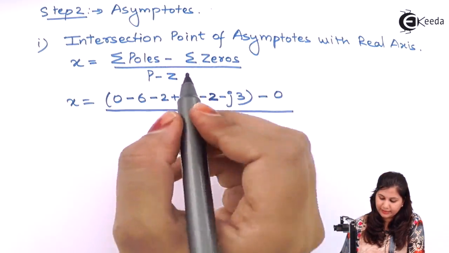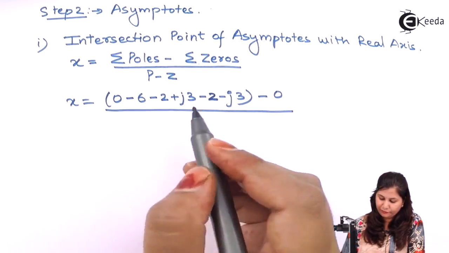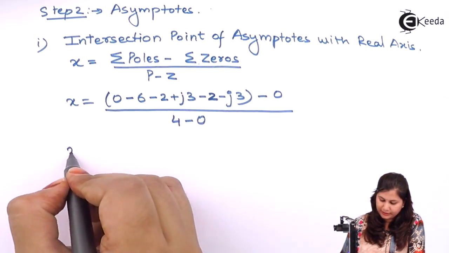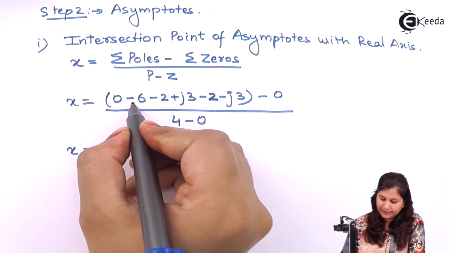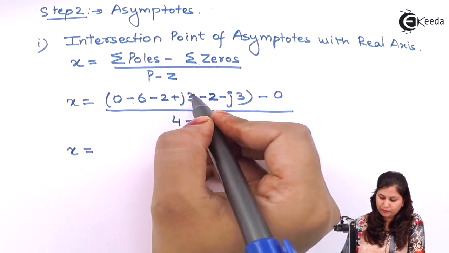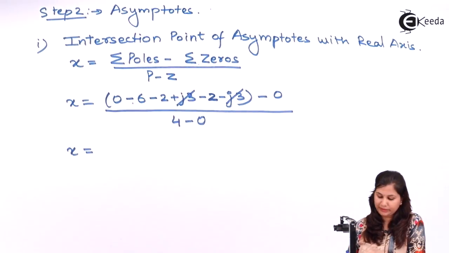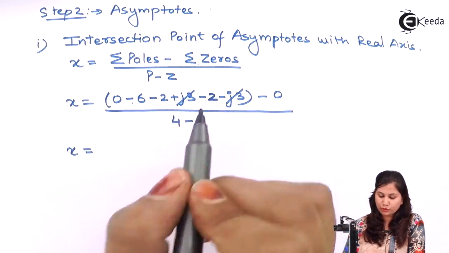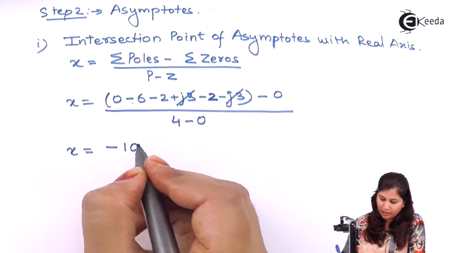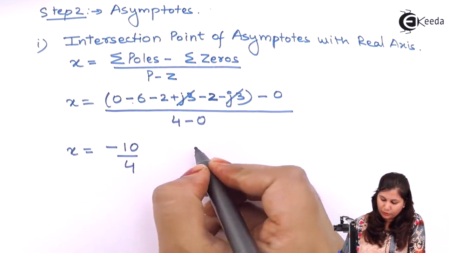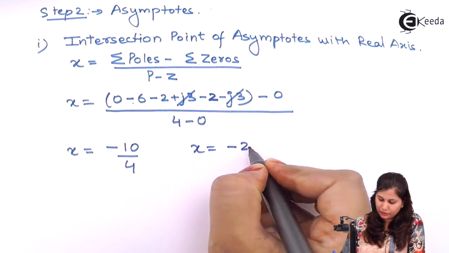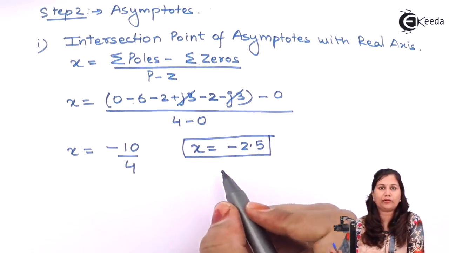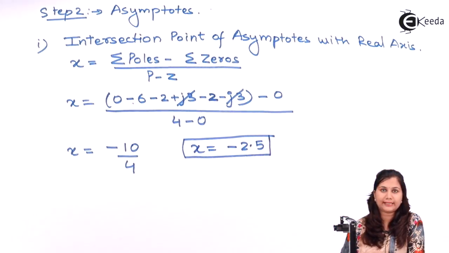Then P minus Z, we have 4 poles and 0 zeros, so 4 minus 0. Then we have -6 - 2 + j3 - j3, and the j3 terms cancel out. So we have -6 - 2, that is -10 upon 4. So x will be equal to -2.5. This is the intersection point of the asymptotes with the real axis.